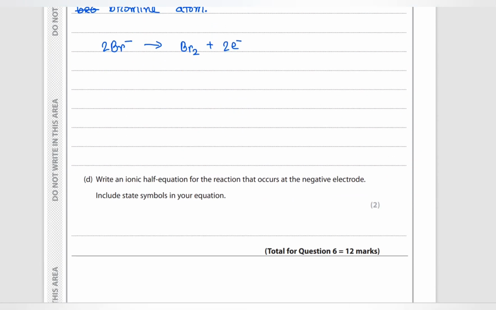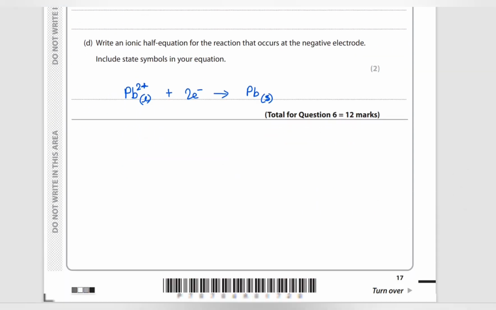Moving to part D, write the half equation for the reaction that occurs at the negative electrode. Include state symbols in your equation. Lead 2 is involved, so it has a charge of +2. It gains 2 electrons with negative charge and produces lead. As state symbols are required, lead bromide is liquid, so the ion is liquid; electrons don't have any state symbols; and lead is solid lead that is collected at the bottom of the negative electrode, so this is s. With this, our question number 6 ends.